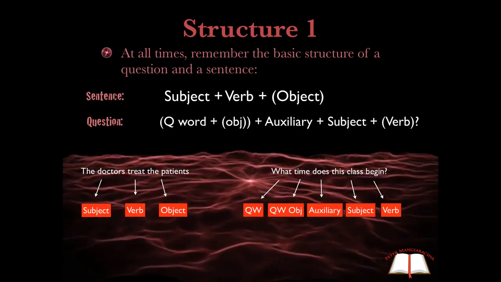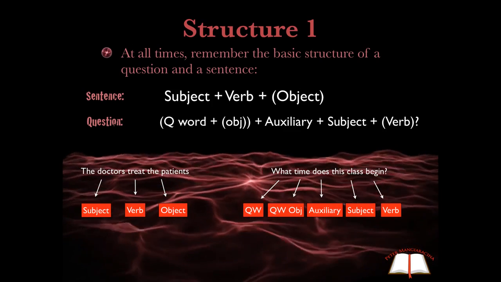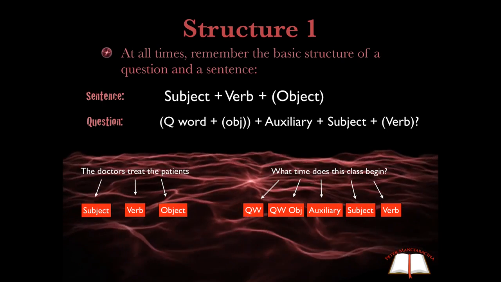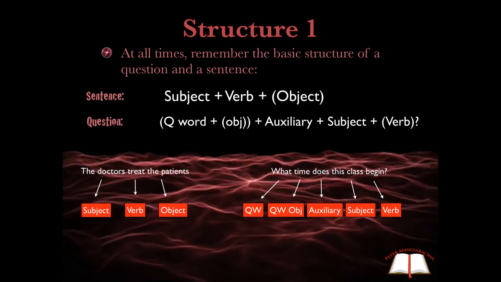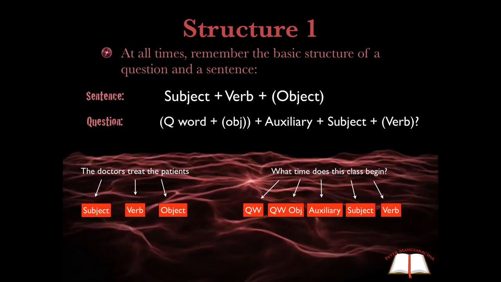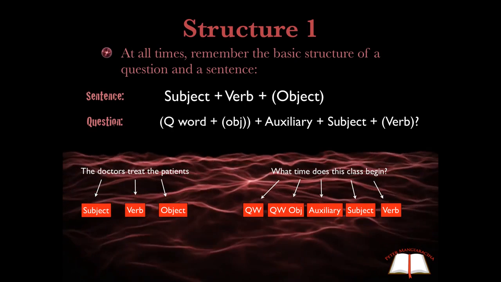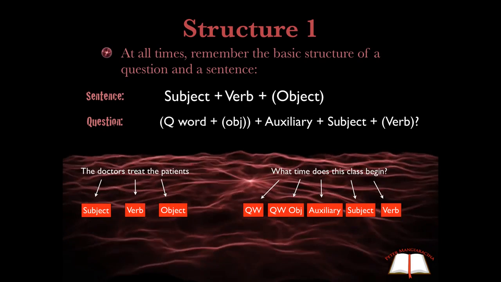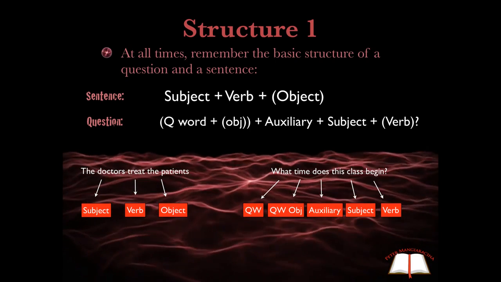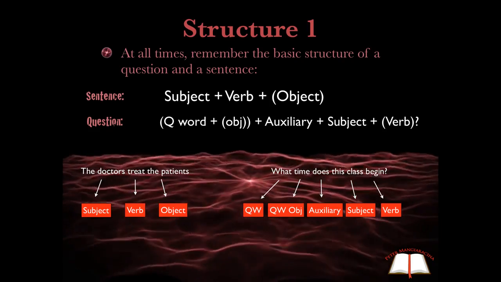Here's an example. Remember that everything you say before the auxiliary is part of the question. So what is the question word? Time is the question word object. What time? Does is the auxiliary. The subject is this class, and that's how you're going to begin the answer, this class. And the verb is begin.